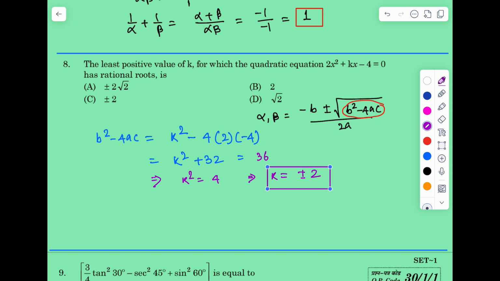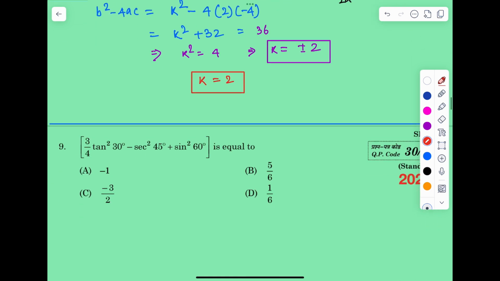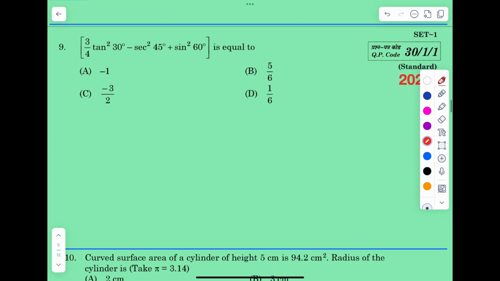Plus minus 2 options are there, but the question asks for the least positive value of k. You have to take the positive value, so k is equal to 2 will be the answer. You have to be careful.